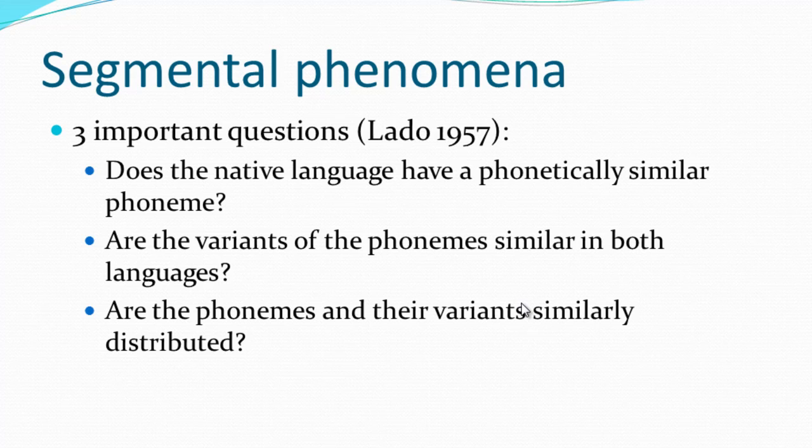The next question is about the variants of the phoneme. Are the variants of the phoneme the same across the two languages? And lastly, we look at the distribution of those phonemes. So look at the phoneme, their variants, and their distribution. For example, if /p/ exists in both English and Vietnamese, are they distributed in the same way? Are they normally distributed at the beginning of the syllable or at the end of the syllable?